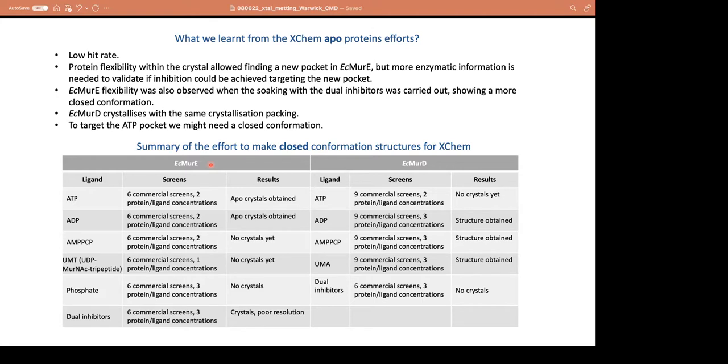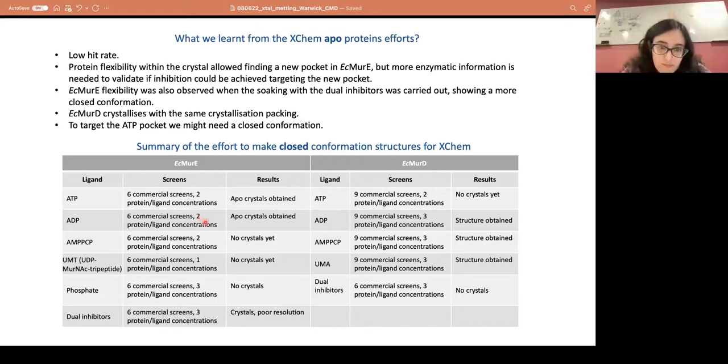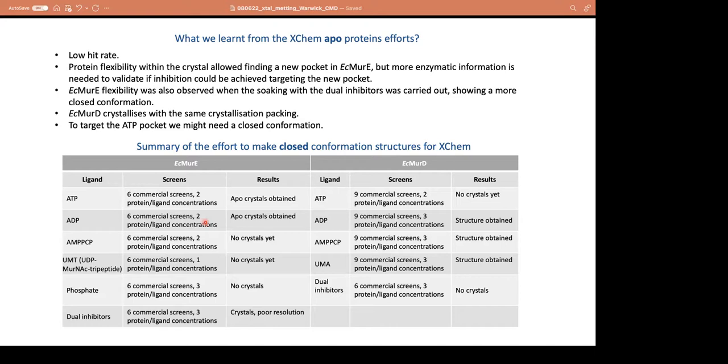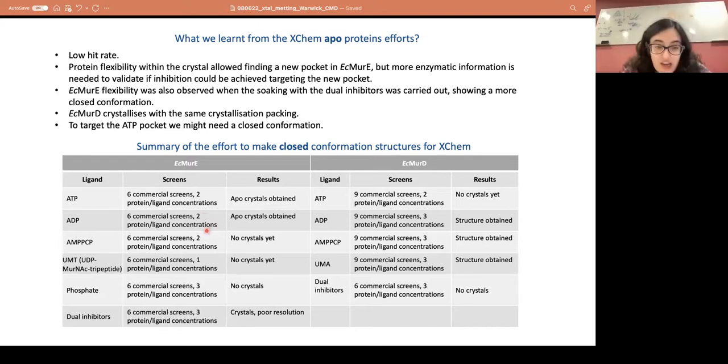And there is an MTB, tuberculosis Mur-E crystal structure in the Protein Data Bank, which I think has ADP and one of the UMA substrates bound. So I'm not sure what you can learn from that particular MTB structure in terms of what conditions they used and so on. Anyway, it might be worth having a look.